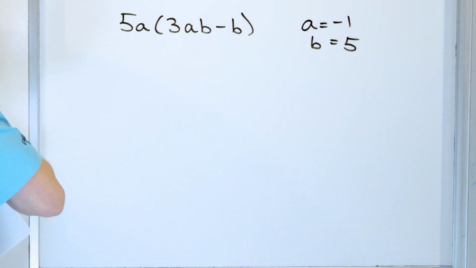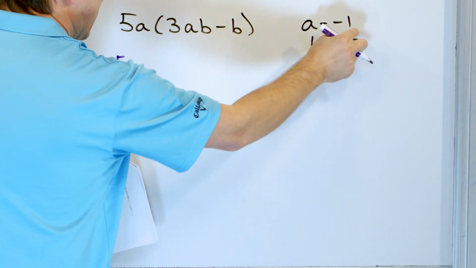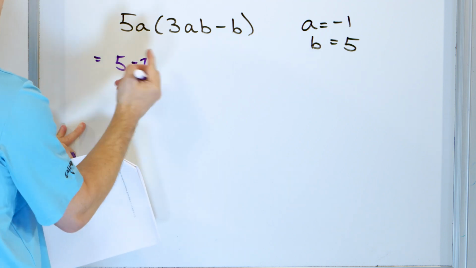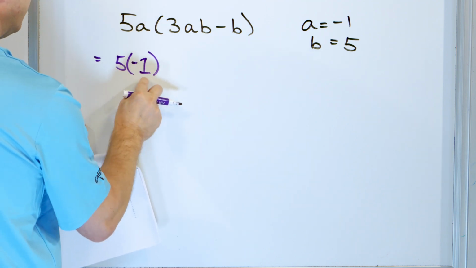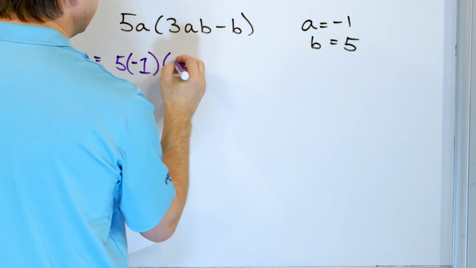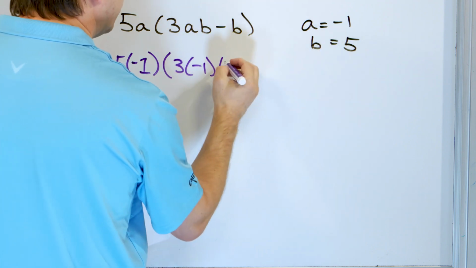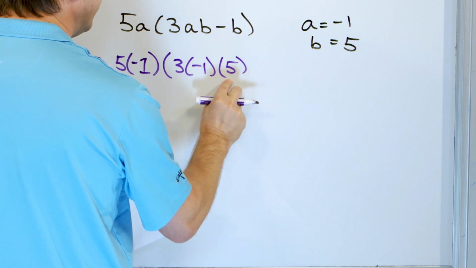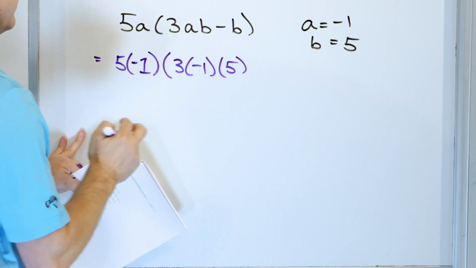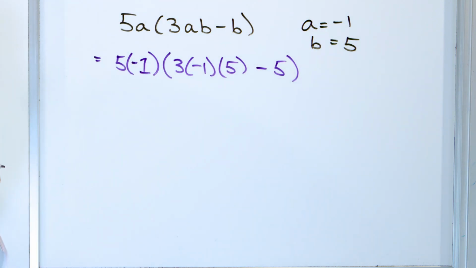Now we have to take these values and put them in the right place. So 5 times a, but a is negative. You see, we want to put in parentheses because if we don't and we just put negative 1 there, it looks like subtraction. So we need to write it as 5 times negative 1. And then we'll do the same thing here. 3 times a is 3 times negative 1. And then times b, we can open up another parentheses. And this is very clear that they're all multiplied together. If you don't put parentheses, it'll look like subtraction. And then you have a minus b, but b is 5, and then we finally close that last parentheses off.